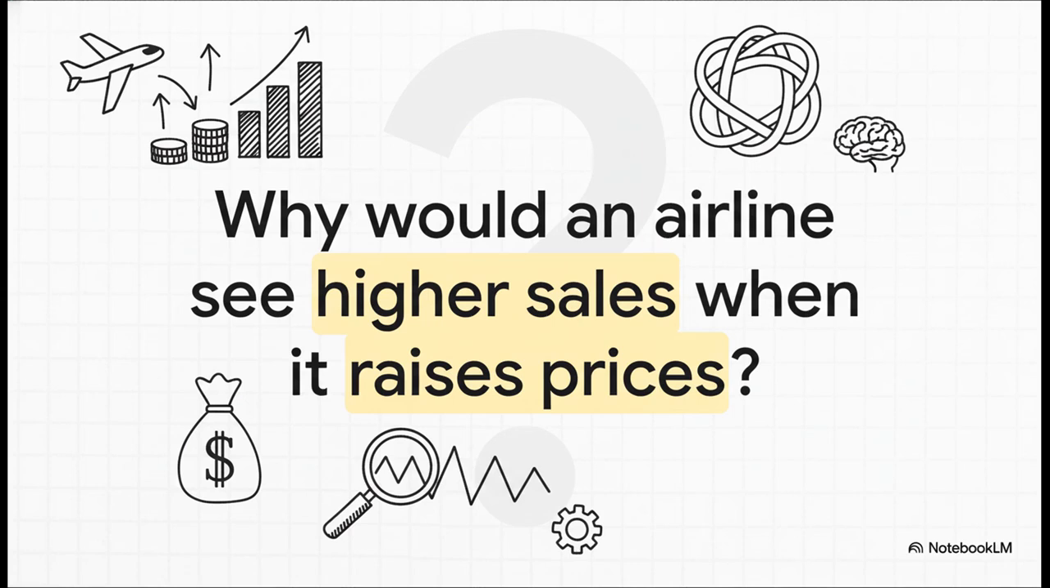An airline is looking at its sales data, and they notice something weird. Every single time they raise their ticket prices, their sales also go up. The data seems crystal clear. Hey, if you want to sell more tickets, just jack up the prices. But that flies in the face of all of basic economics. So what on earth is actually happening here?